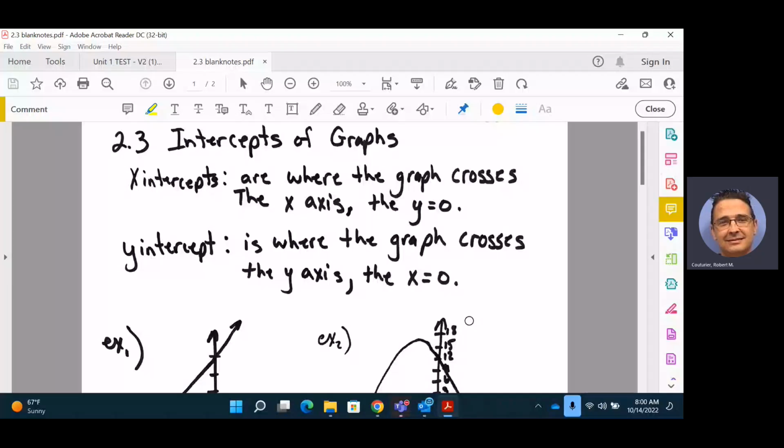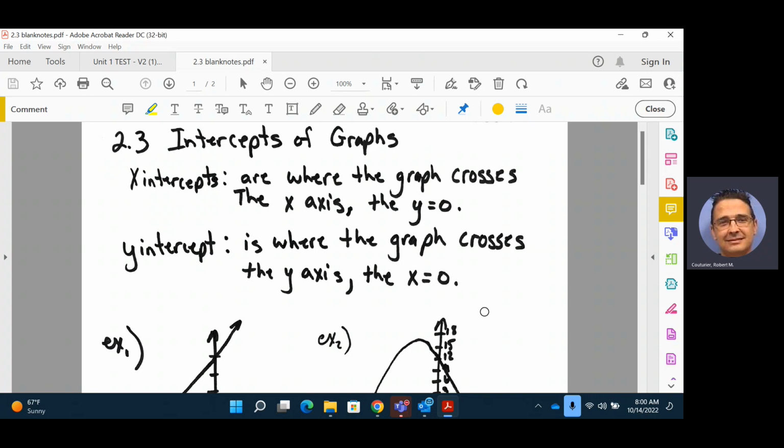Everybody, we are moving on. We are now in section 2, unit 2, section 3. We're dealing with intercepts of graphs, and this is a really important thing to wrap our minds around in any math class from here forward.